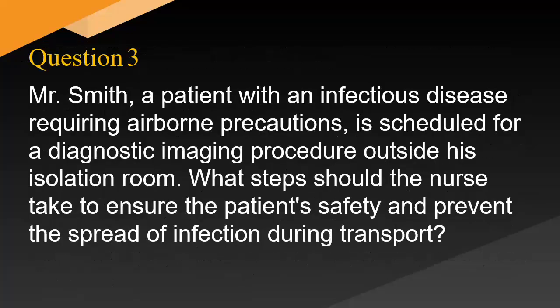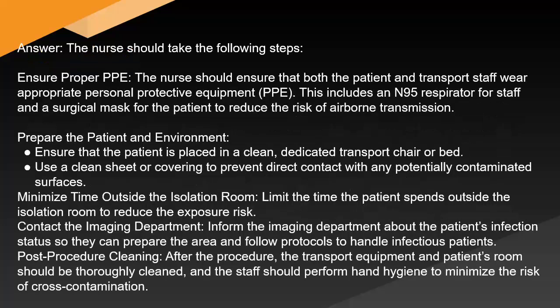Mr. Smith, a patient with an infectious disease requiring airborne precautions, is scheduled for a diagnostic imaging procedure outside his isolation room. What steps should the nurse take to ensure the patient's safety and prevent the spread of infection during transport? Answer: the nurse should take the following steps. Ensure proper PPE. The nurse should ensure that both the patient and transport staff wear appropriate personal protective equipment (PPE). This includes an N95 respirator for staff and a surgical mask for the patient to reduce the risk of airborne transmission.